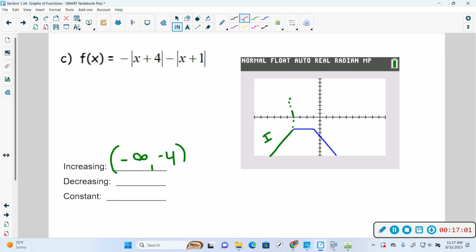Now you have your flat line. So there's my constant interval. We left off at negative 4, and the x coordinate here is negative 1. Got it. And then I carry on. We're decreasing from negative 1 off to infinity. Got it. Any questions on that? The only reason I'm making you do this last one is so I can mostly complain about Texas Instruments.